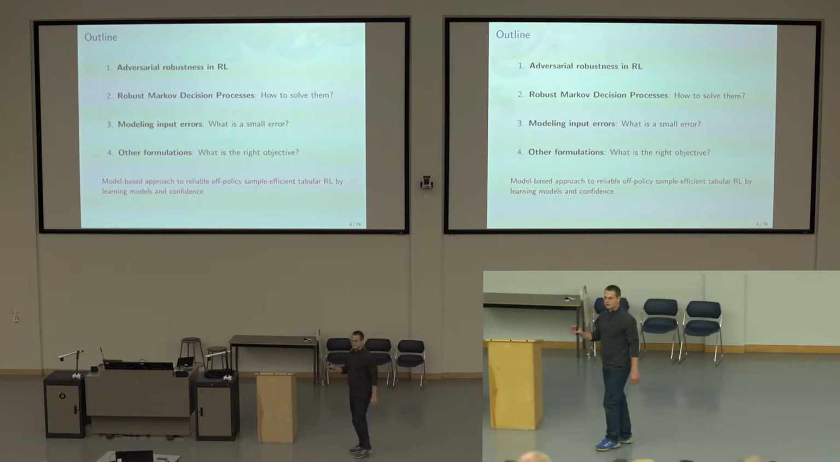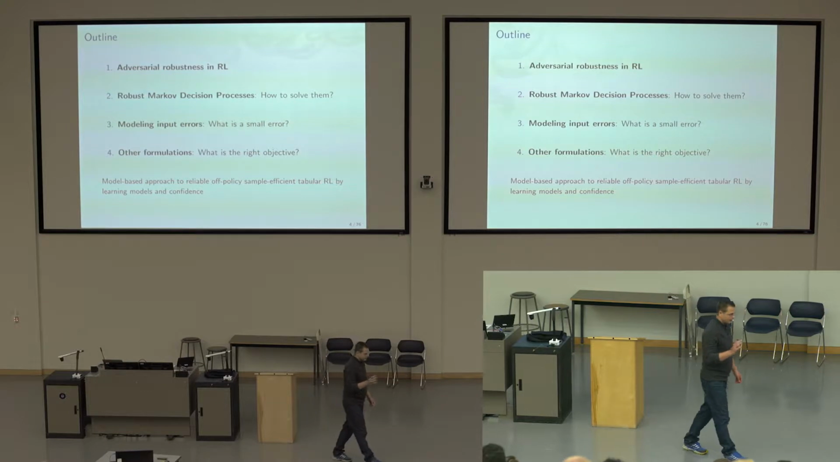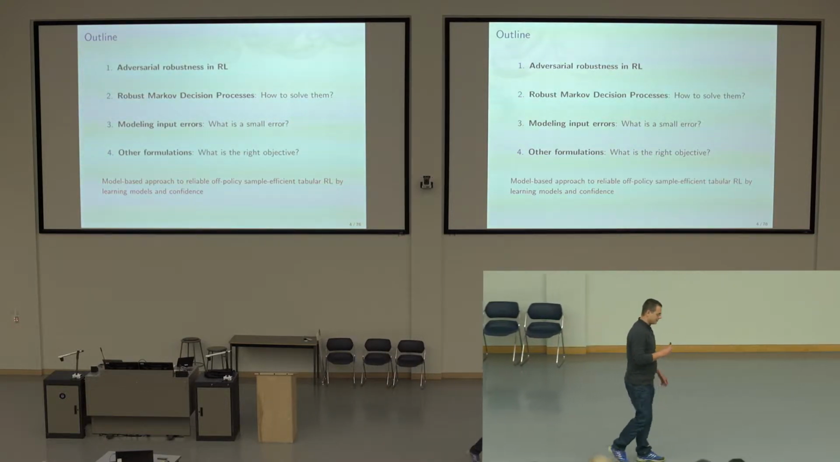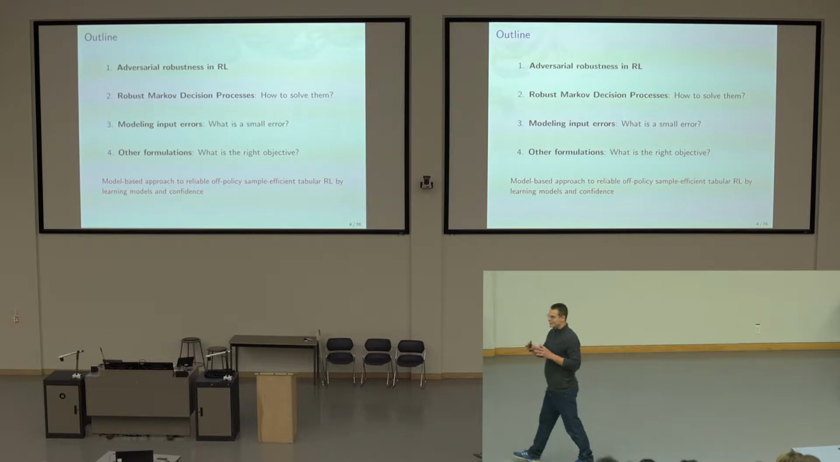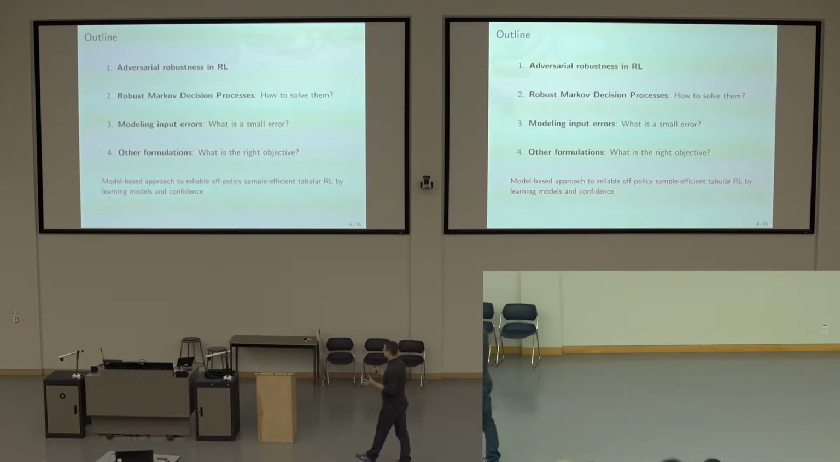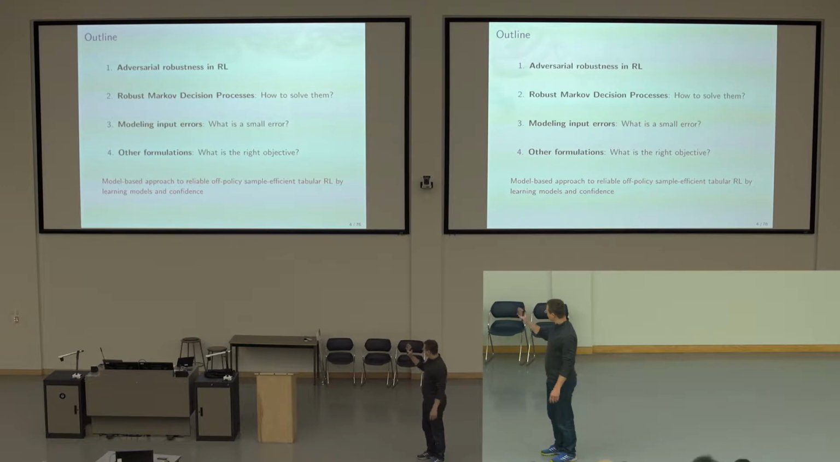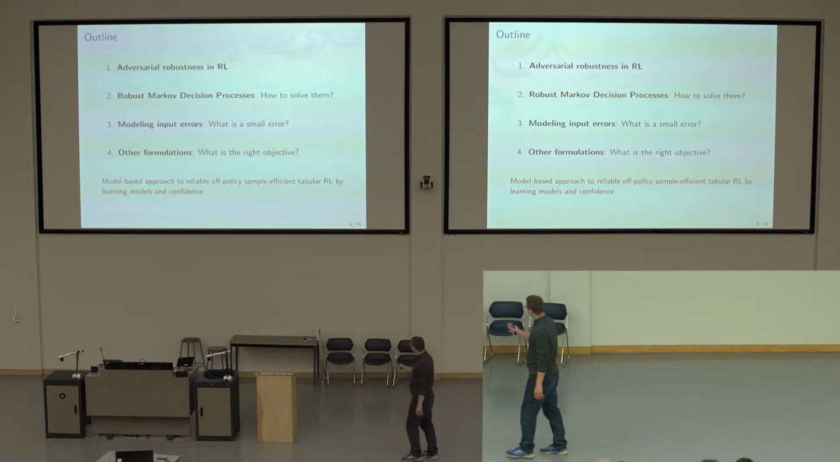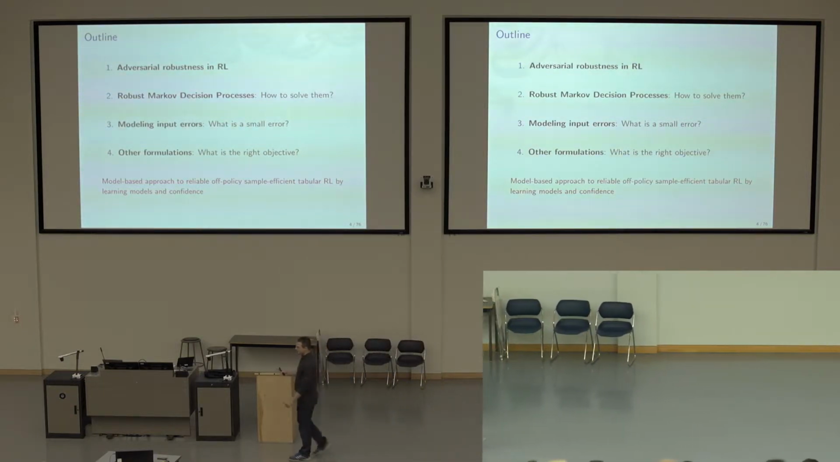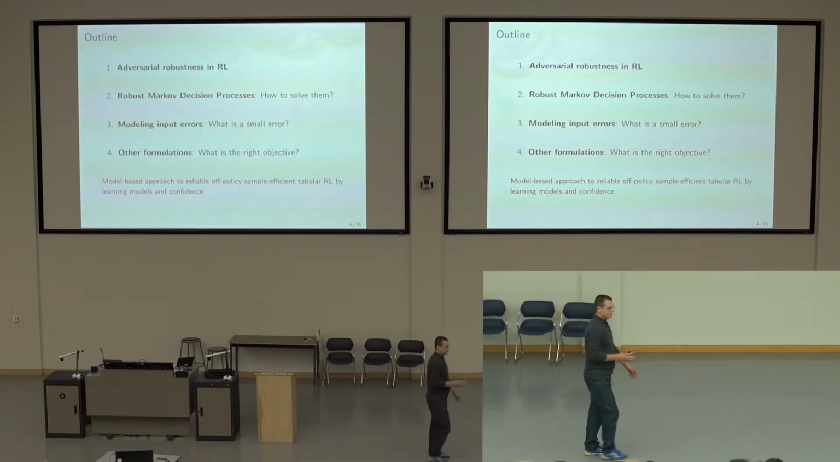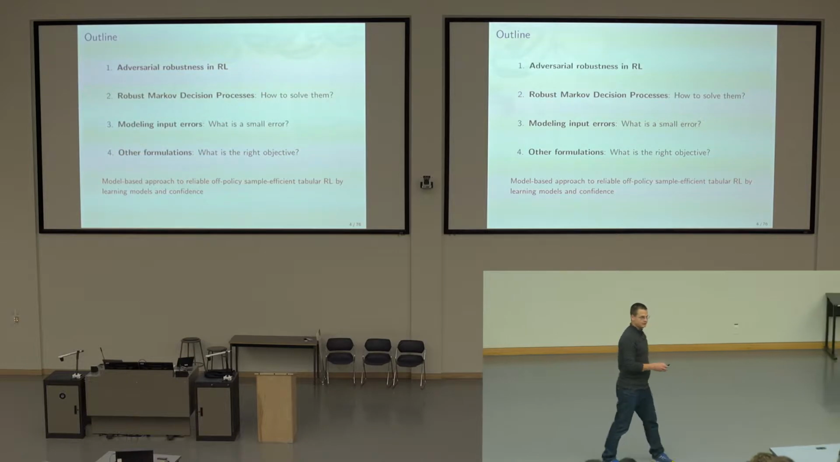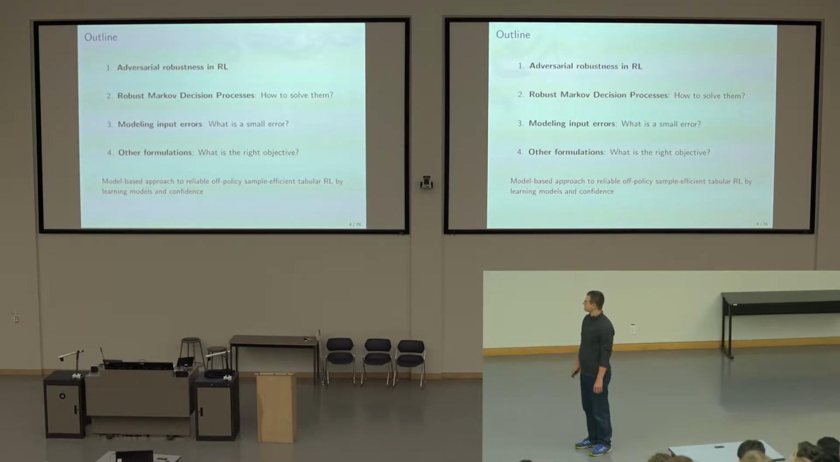Now, as I've said through most of the talks in the past 2 days, it really made me think about how this work fits in to the rest of what we've heard so far. So I tried to summarize this entire talk in one sentence, full of jargon, and this is it. I'm going to talk about a model-based approach to reliable, off-policy, sample-efficient, tabular reinforcement learning. And we're going to solve the problems by learning not only models, but also confidence in these models. Any questions?